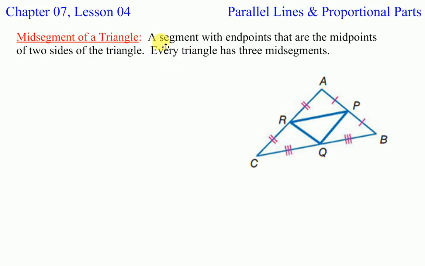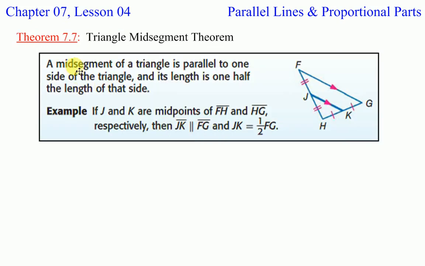Okay, the midsegment of a triangle. Midsegment, a segment with endpoints that are midpoints of two sides. So this line right here hits the middle of this line, okay? And it hits the middle of AB. So every triangle has 3 of these midsegments, and there are some special things about those midsegments.